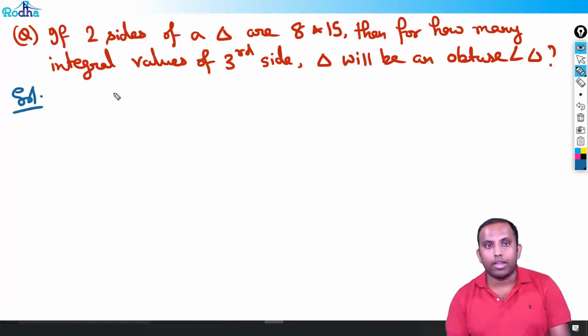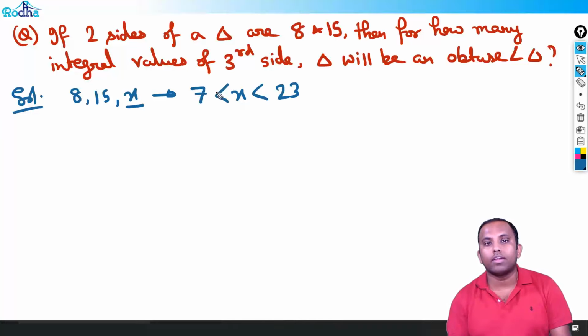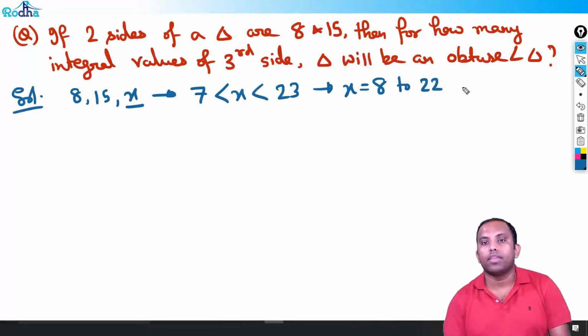Fine. Okay, that means let the sides be 8, 15 and x. X is the third side, right? So x will lie in between. Sum of two sides is 23 and difference of two sides is 7, right? So that means x can take all values from 8 to 22. That means x can take 15 values.